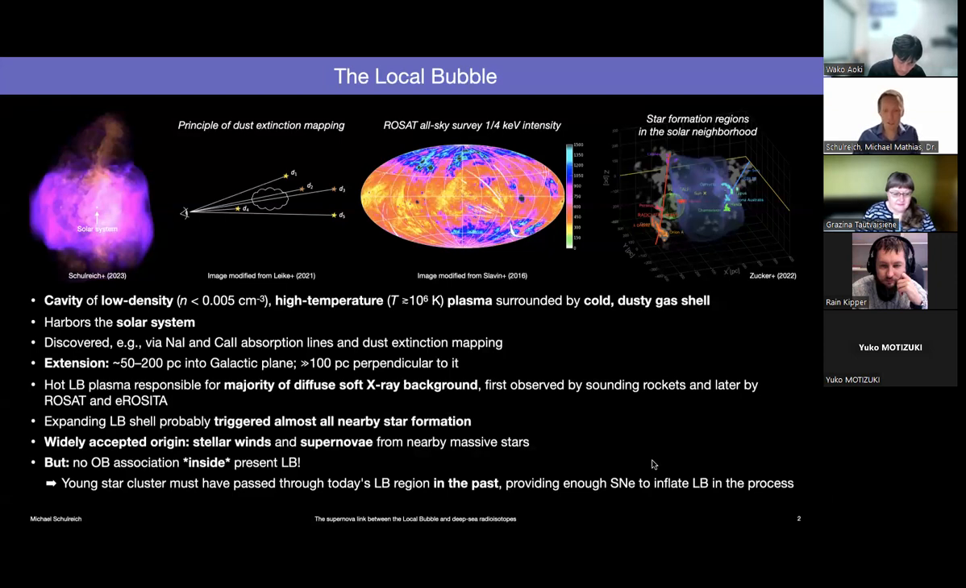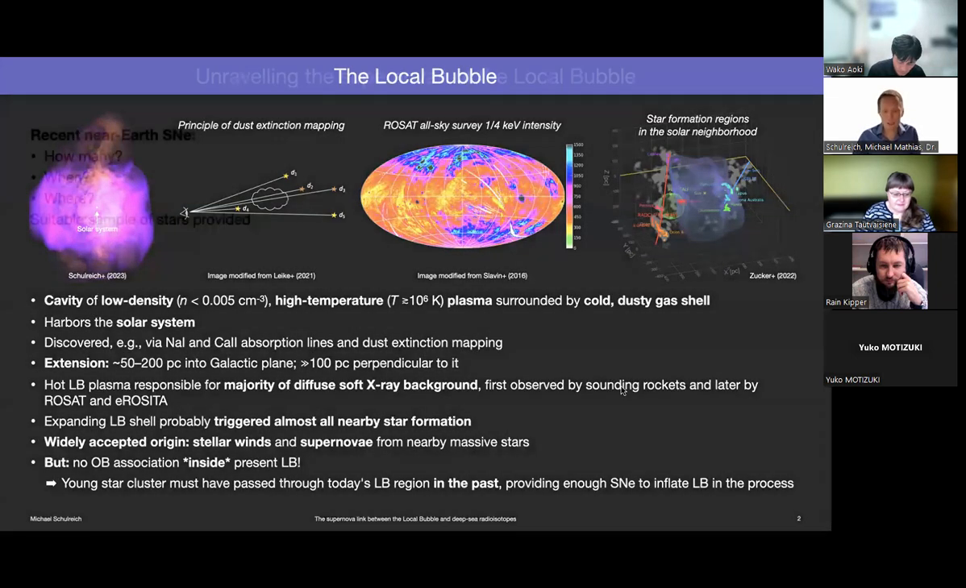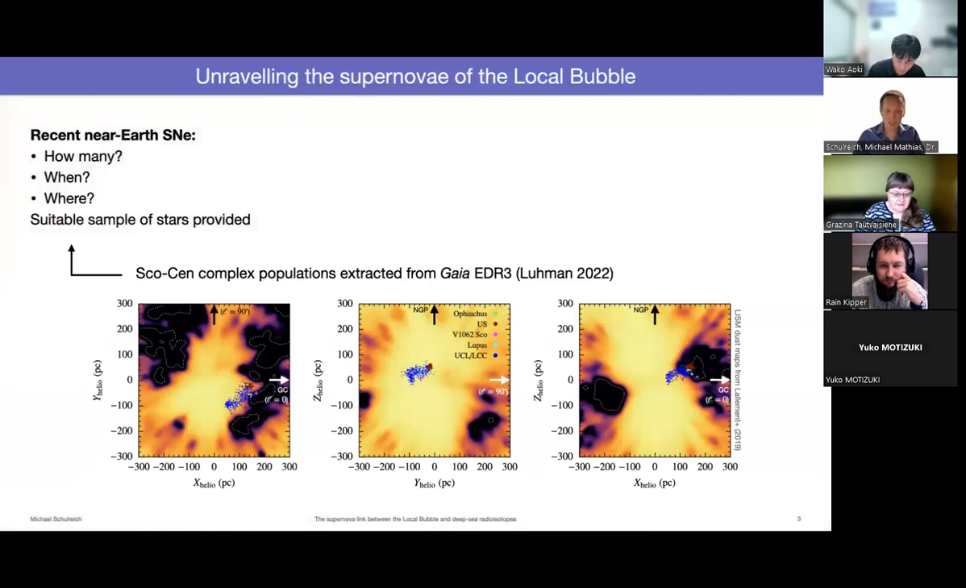And to remedy this, the calculations I'm going to present to you today in this talk are all based on a field star contamination clean sample of candidate members of the Sco-Cen complex selected by Kevin Luhman in 2022 using the early installment of the third data release of Gaia.